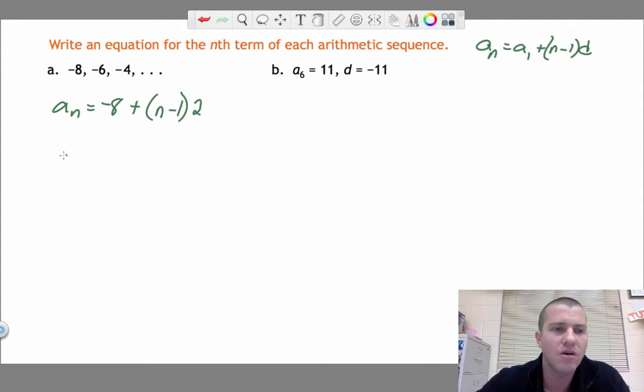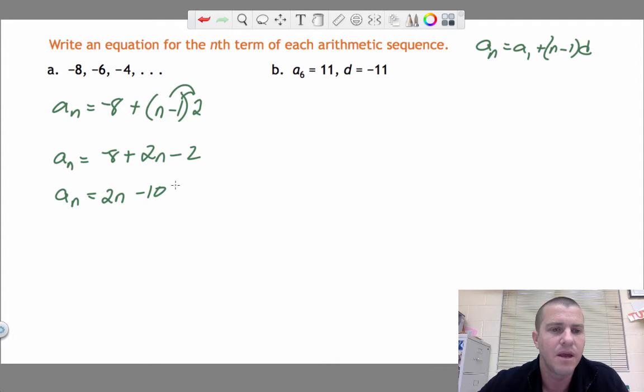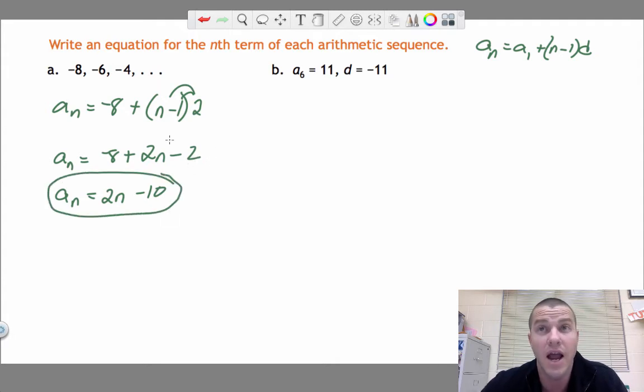So to simplify it, you're writing the equation a sub n is equal to negative 8 plus, I'm distributing this 2, so 2n minus 2. Simplify the negative 8 and negative 2. I'm going to write the 2n first and then they're going to combine to be negative 10. Notice this is a linear equation. Okay, that's important, because it's arithmetic, it becomes a linear equation.